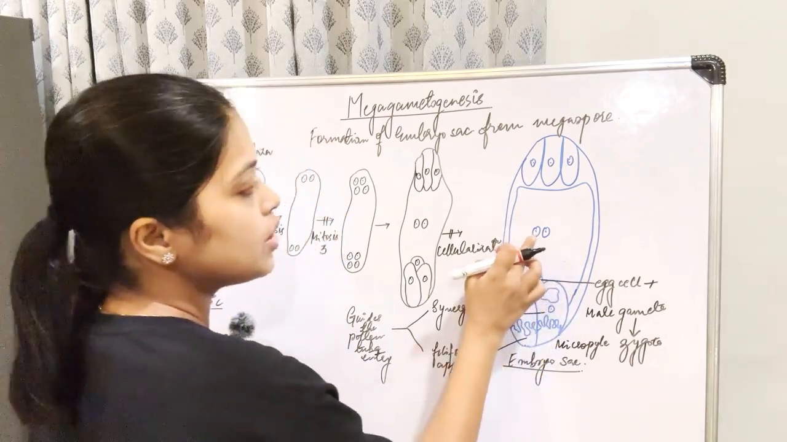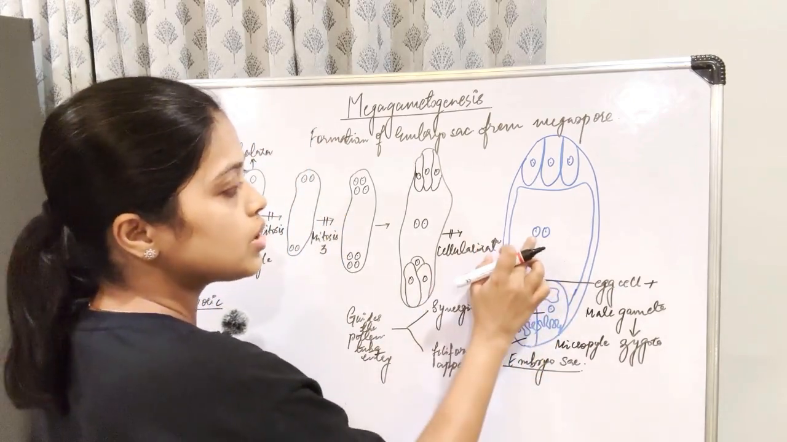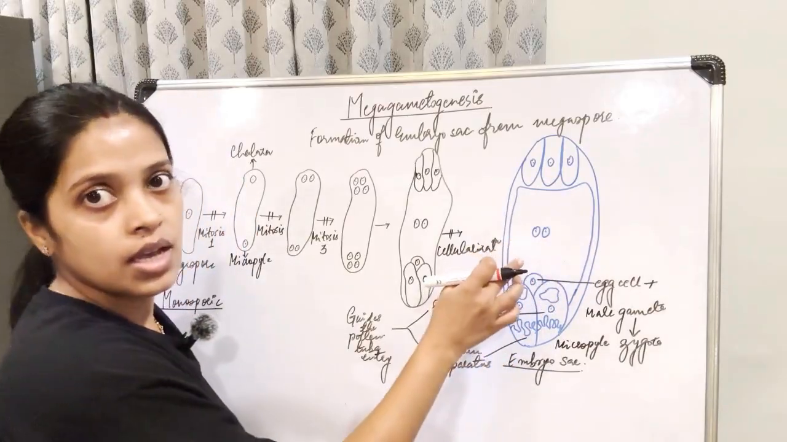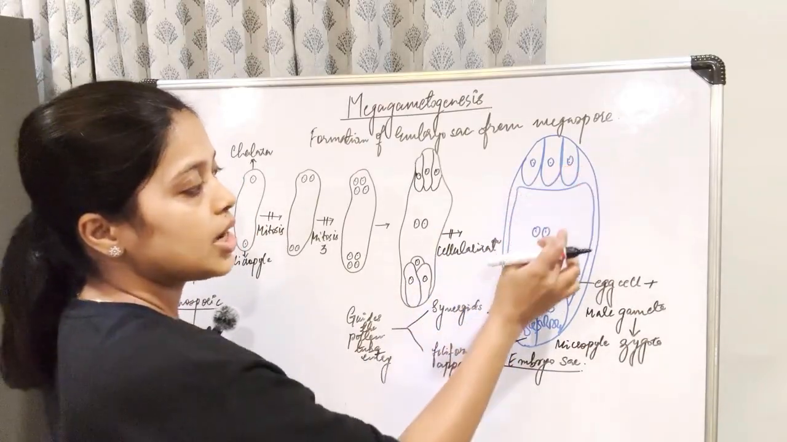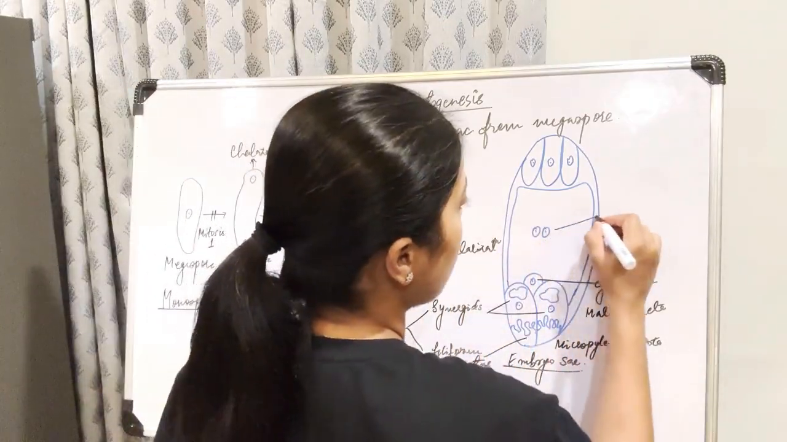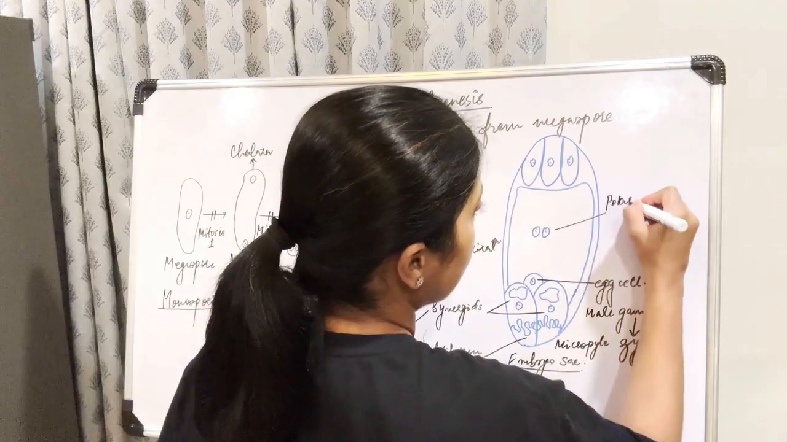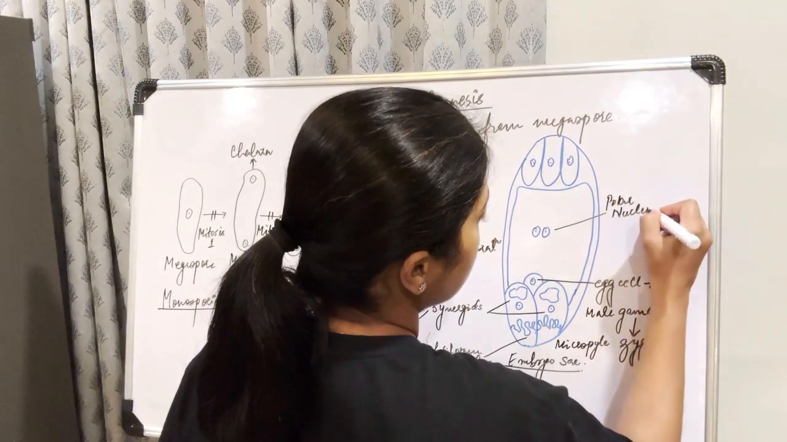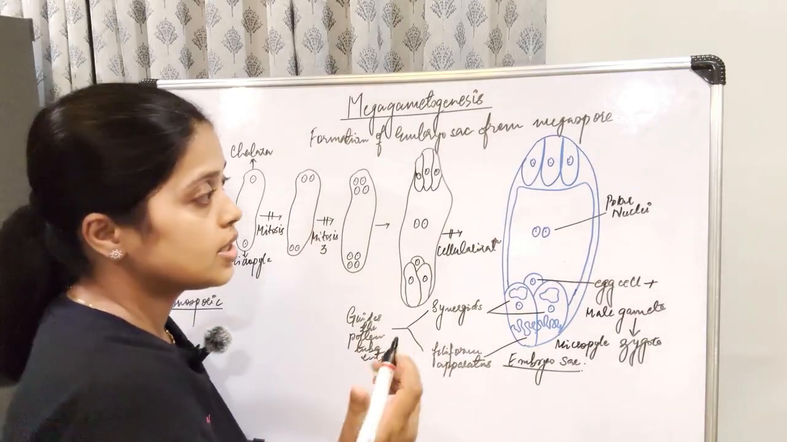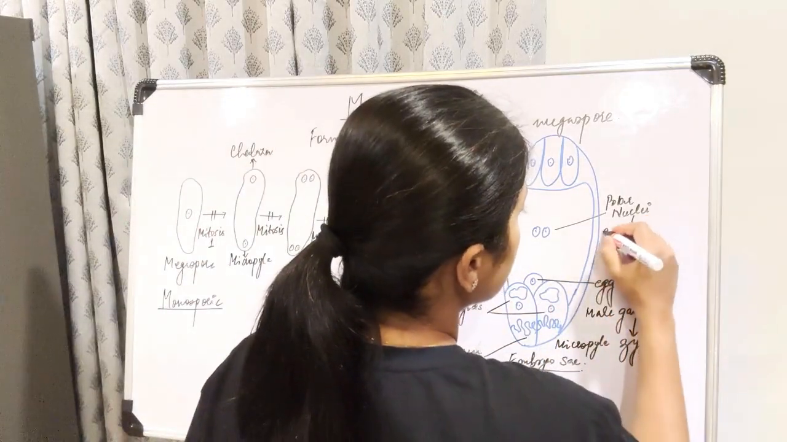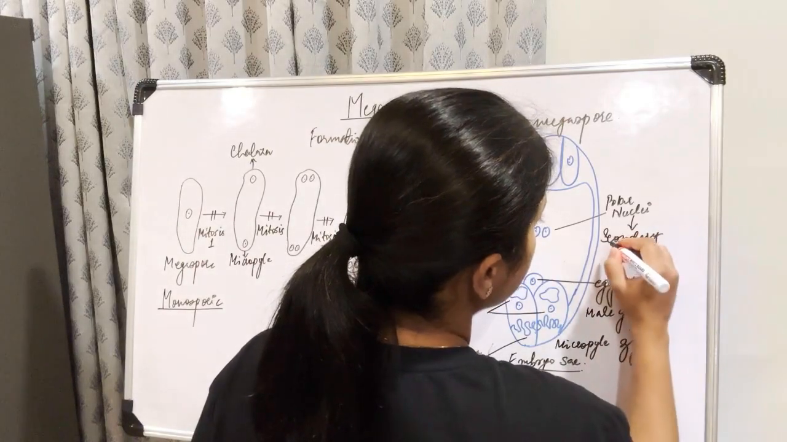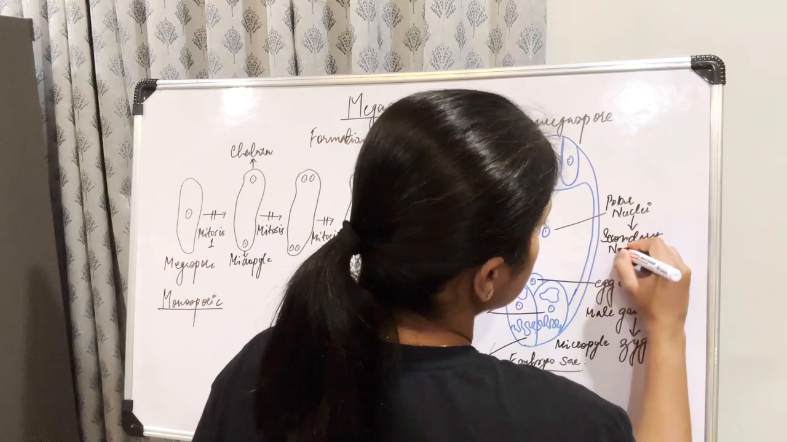Now one of the nuclei from the chalazal end moves to the center. These 2 nuclei at the center are called the polar nuclei. Okay, these two nuclei later fuse and they form the secondary nucleus.